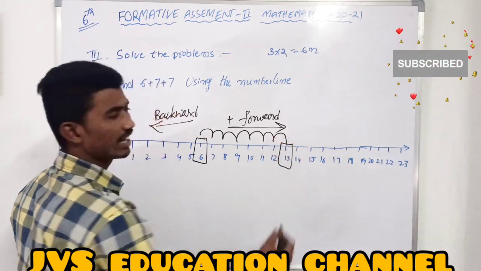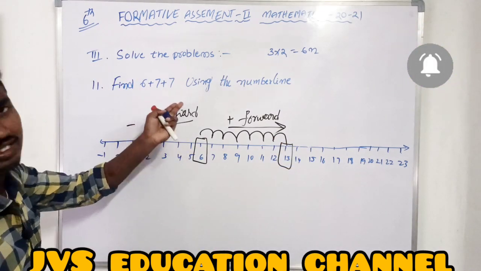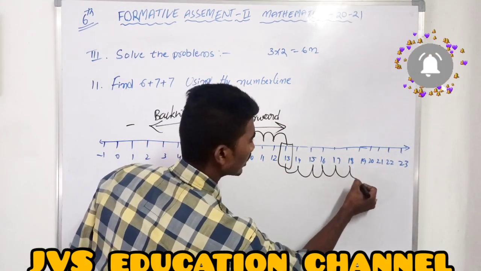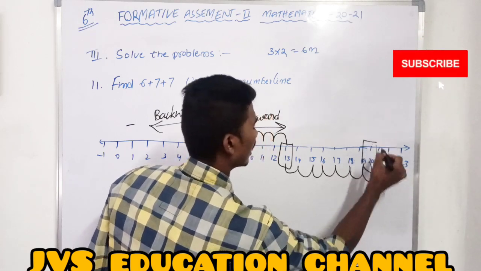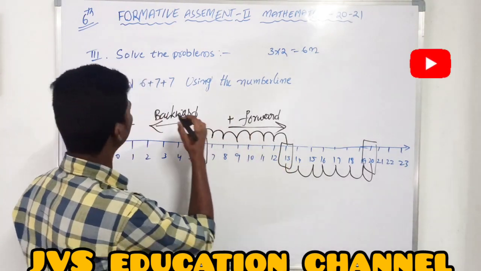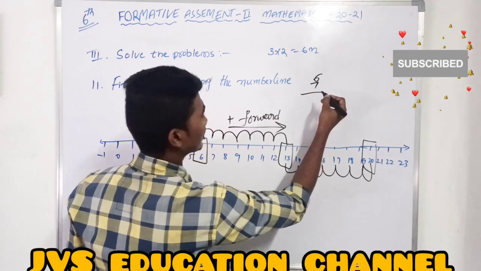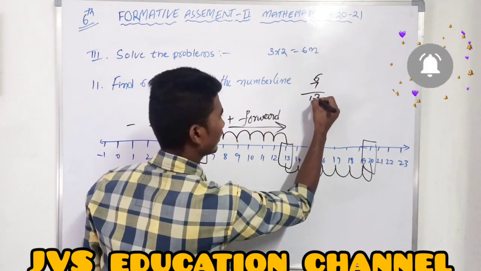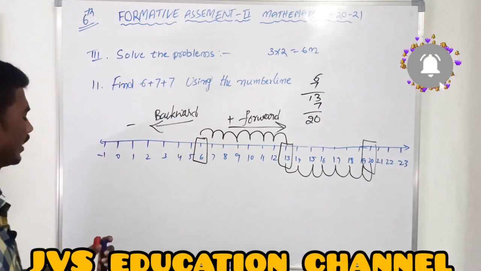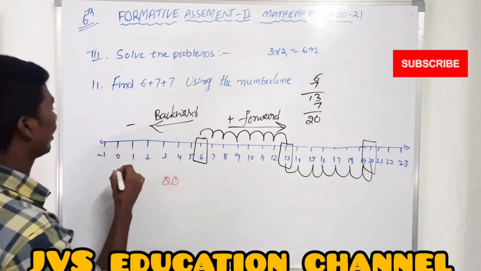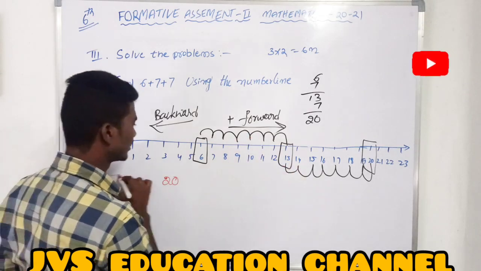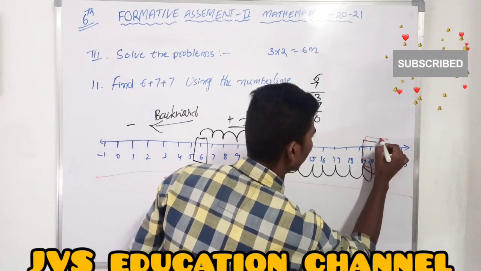That gives 13. And next we have to add 7 again. Listen, 1, 2, 3, 4, 5, 6, 7. This is the answer. What is the answer? 20. In mathematical calculation, 6 plus 7 is 13, and again adding 7, the total is 20. The answer is 20. This is the representation of the addition 6 plus 7 plus 7 using the number line.